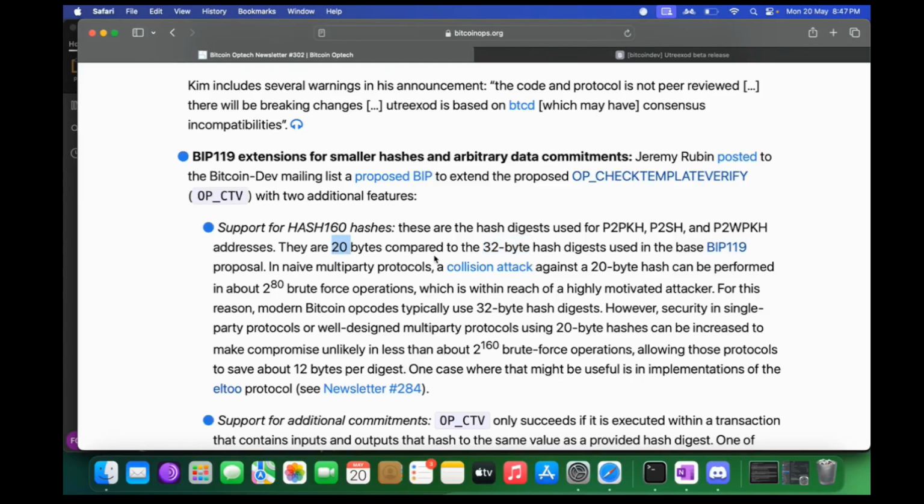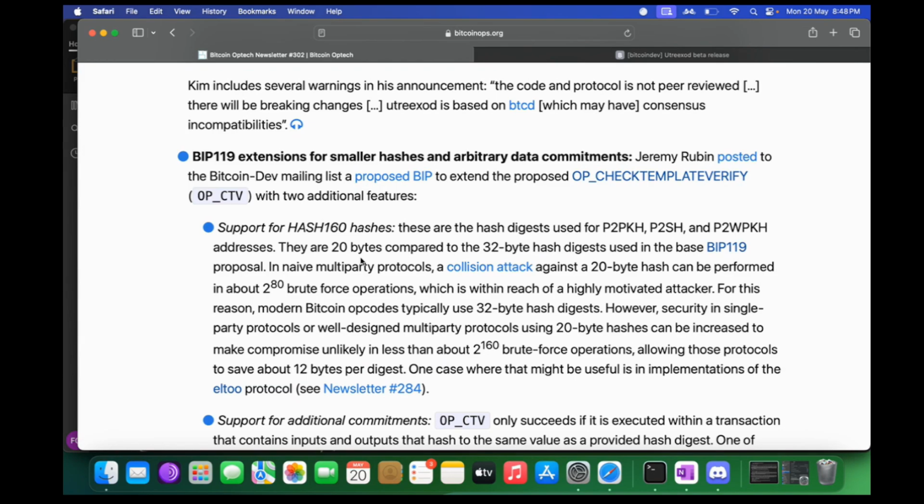So an example of a 32-byte hash digest is the output of a SHA-256 algorithm. And the example of a 20-byte digest is the output of a hash160, that is a SHA-256 followed by RIPEMD-160. So instead of using hash functions that hash your template to 32-byte digests, this update proposes to use hash functions that hash the templates to 20-byte digests.